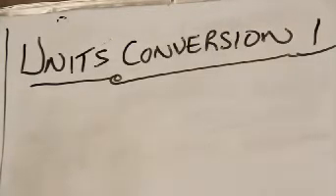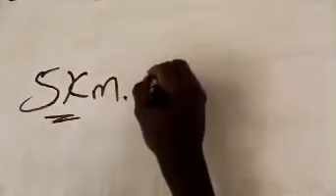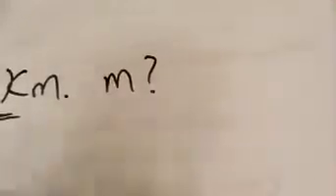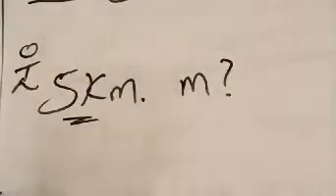If I were to say my friend Ayoita traveled 5 kilometers, how can this distance, this is a distance, you agree, be expressed in meters? So I have said that Ayoita traveled 5 kilometers. How can you express it in meters? Now, before we answer this, let's know what these units stand for.